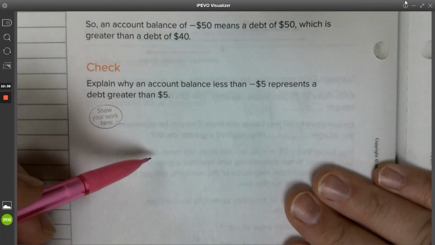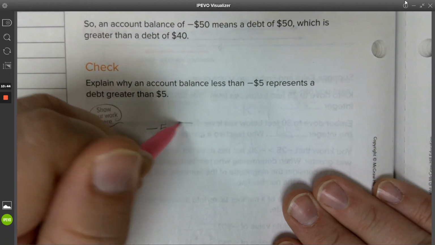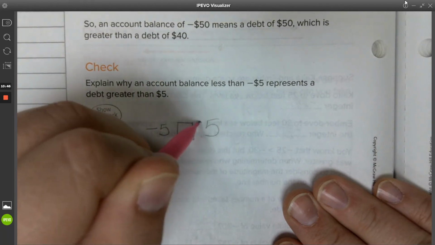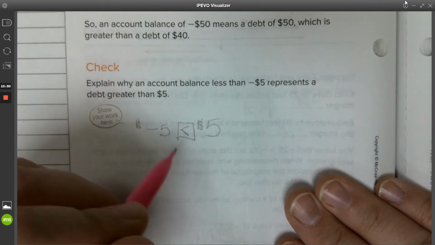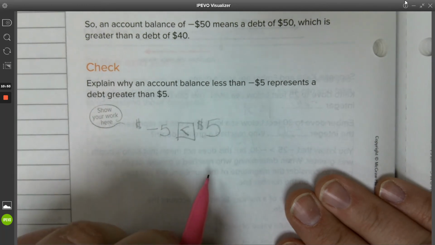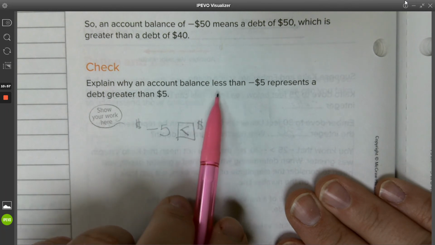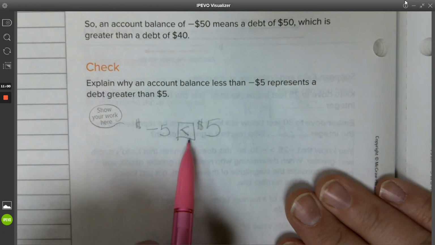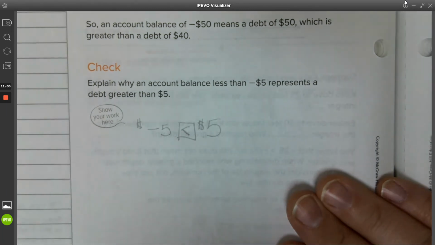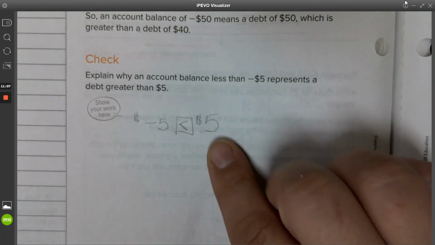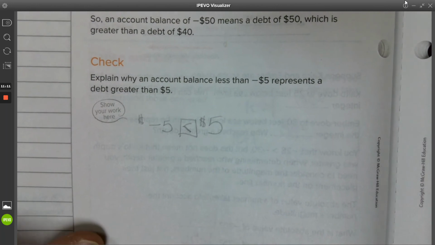Okay. So here's our check. If we have negative $5 and $5, obviously 5 is greater. But if we were to compare, we would know that they're equally distant away, but we actually are owing this amount. So this one you wouldn't owe anything, whereas this one you would owe something.